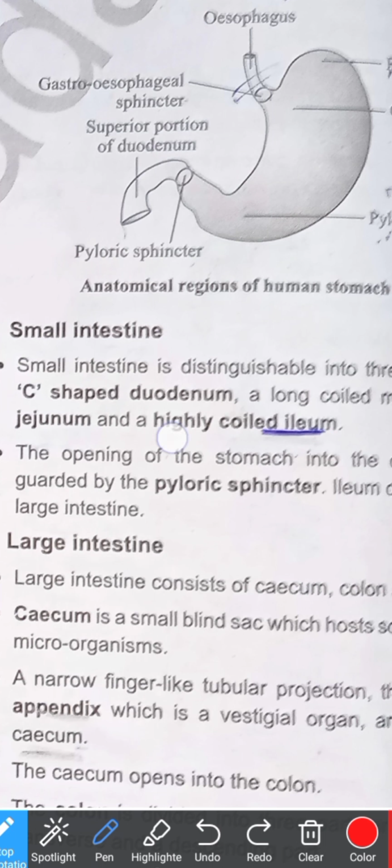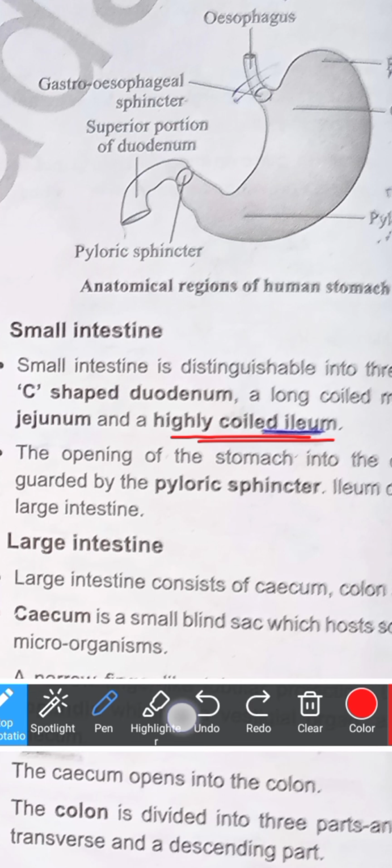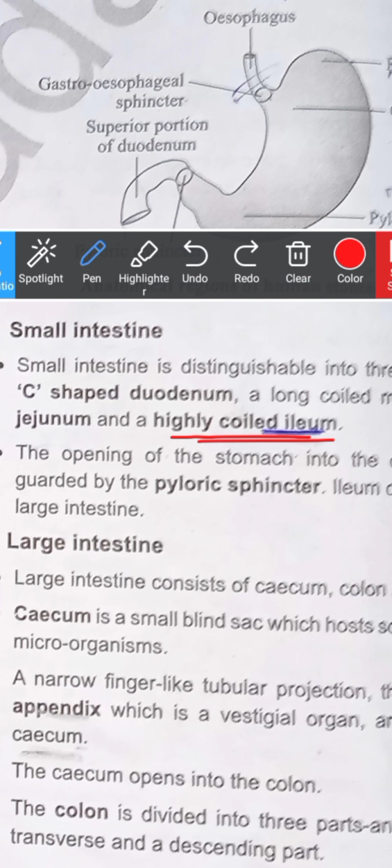The ileum will join the cecum, which is part of the larger intestine. I have already told you the ileum joins the cecum, and there is a valve present. That valve is called the ileocecal valve, which will prevent the backflow of the food into the small intestine again.